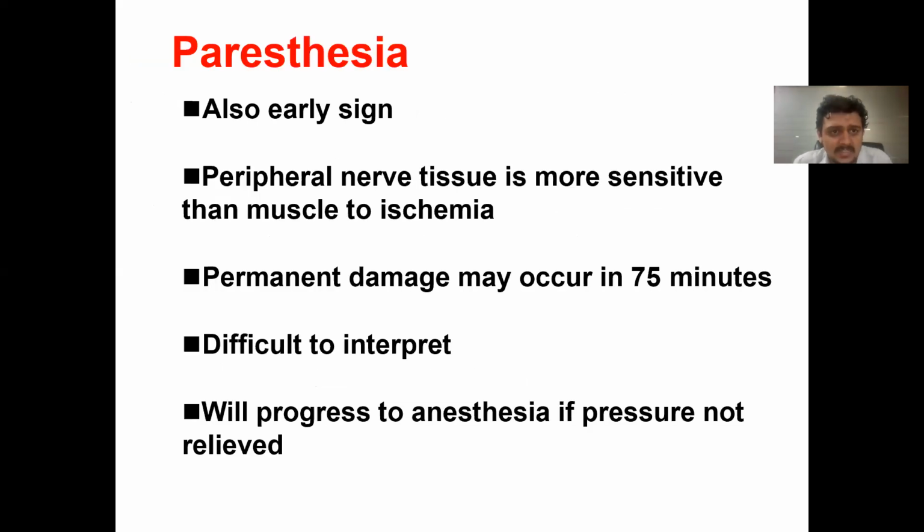Other sign, paresthesia. Paresthesia is also an early sign. Peripheral nerve tissue is more sensitive than muscle to ischemia. We have seen that muscle can withstand ischemia up to 4 hours, and nerves up to 8 hours. But in peripheral nerves, permanent damage can occur within 75 minutes. It is difficult to treat, and it will progress to anesthesia if pressure is not relieved early.